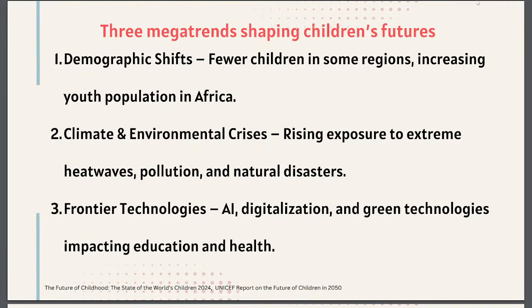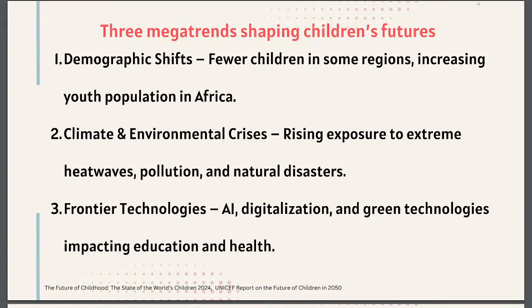Okay. So like we were discussing, what are the three mega trends shaping children's future? Now this is bringing the medical model into more of the present and the future. This is taken from the State of the World's Children 2024. What are the three things that are going to determine the kind of future and the kind of health that children born today are going to have? One is the demographic shift, that is fewer children are going to be born in some regions, increasing the youth population, but more children are going to be born in Africa.